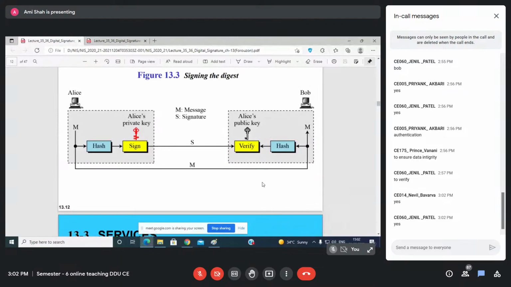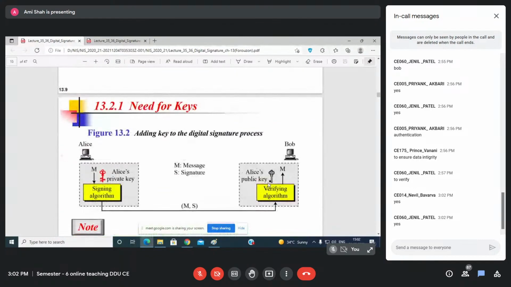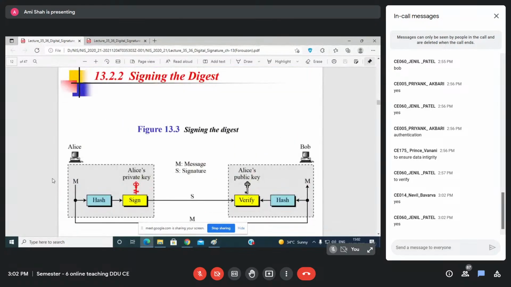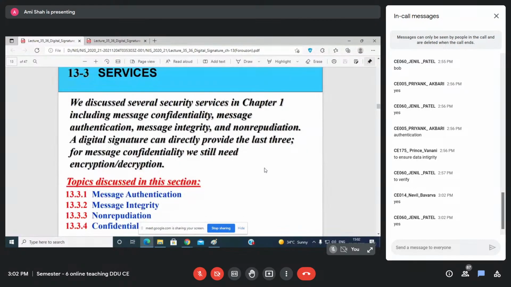Listen, everyone. Normally the message is very large, so that's why signing the digest structure is used. Whatever the message is, first a hash function is applied, and then Alice's private key is used by the signing algorithm, and then you get the signature. So this thing is done, right? That you have to remember.